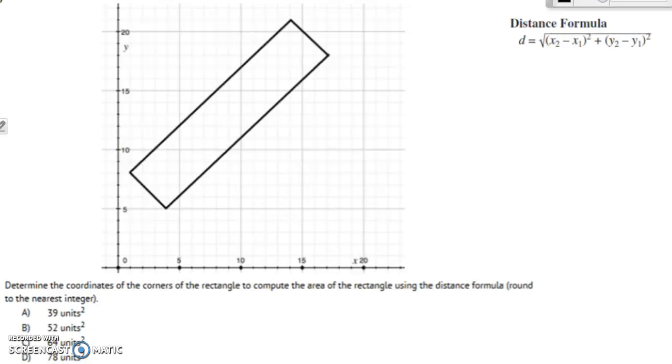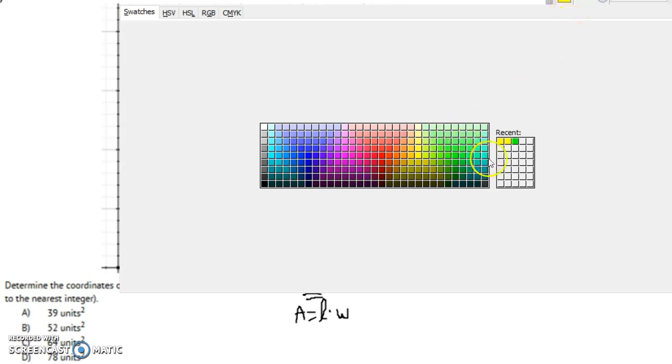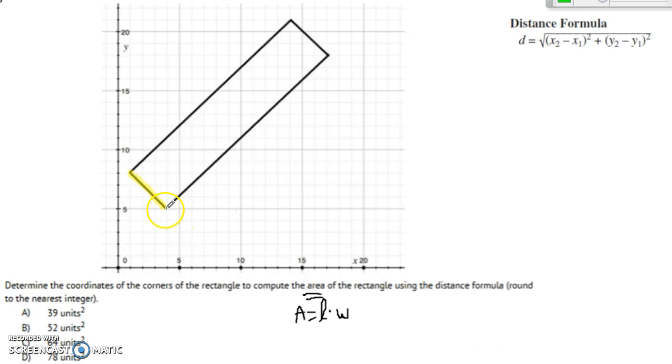Question 37 says, determine the coordinates of the corners of the rectangles to compute the area of the rectangle using the distance formula. Round to the nearest integer. Alright, so we got a couple things going on here. First of all, the area of a rectangle is length times width. So we're going to have to find the distance of the length, and then we're going to have to find the distance of the width. And we're going to have to multiply those two things together.